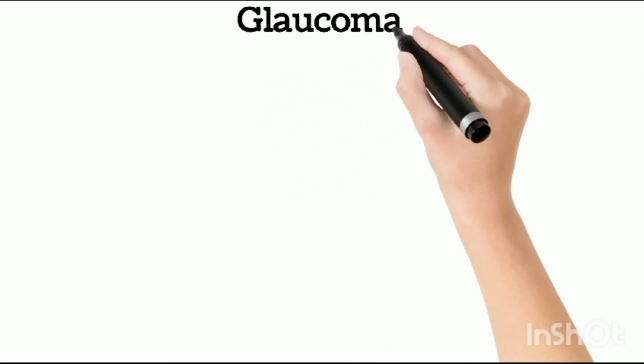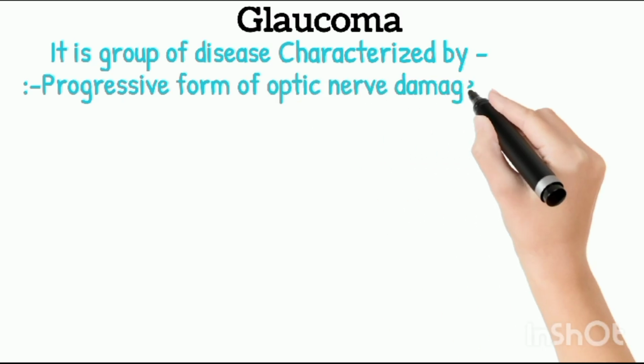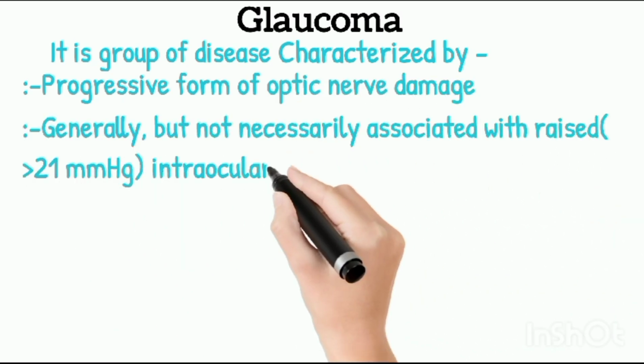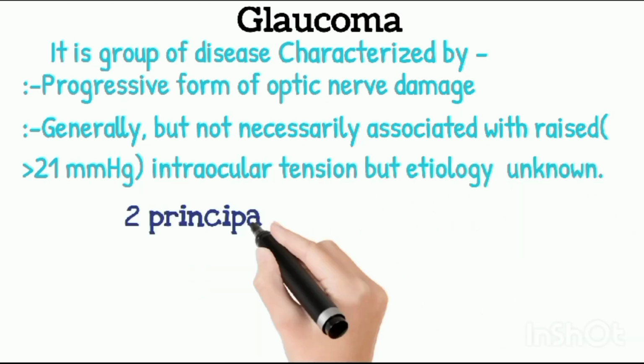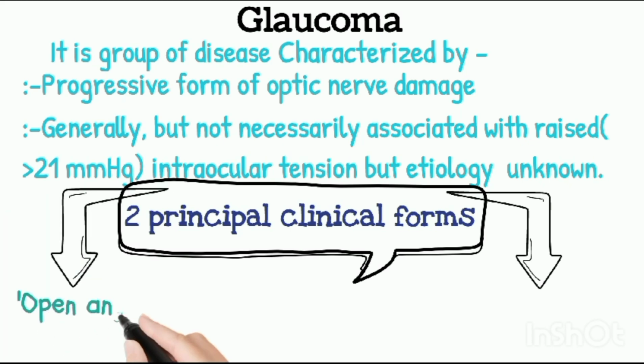Glaucoma. It is a group of diseases characterized by progressive optic nerve damage, generally but not necessarily associated with raised intraocular tension of more than 21 mm Hg, but etiology unknown. It has two principal clinical forms: open angle glaucoma and angle closure glaucoma.